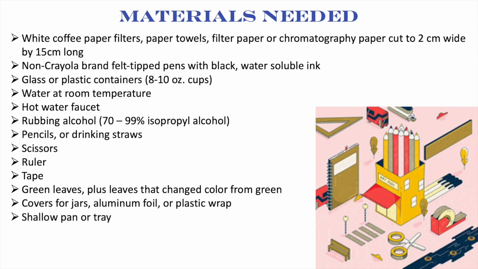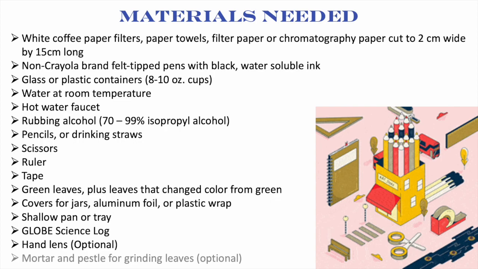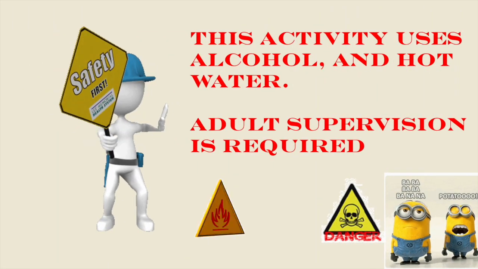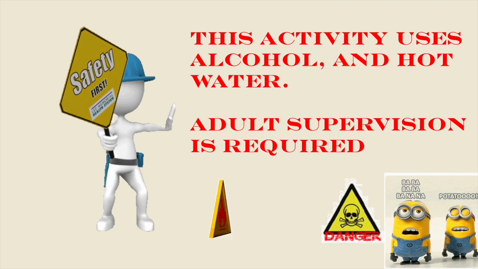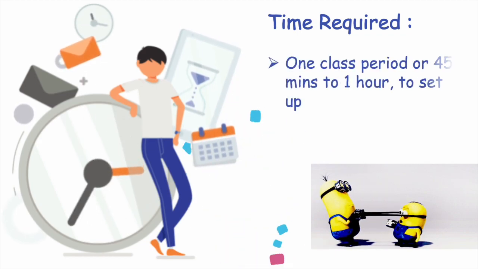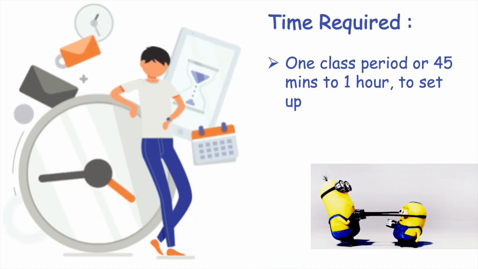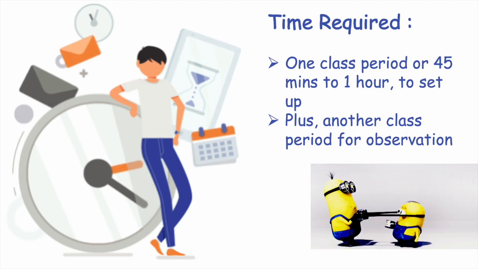Shallow pan or tray. GLOBE science log. Hand lens, optional. Mortar and pestle for grinding leaves, optional. Warning: this activity uses alcohol and hot water. Adult supervision is required. Time required for this experiment is 1 class period, or 45 minutes to 1 hour, for preparation and setting up, plus another 1 class period for observation.